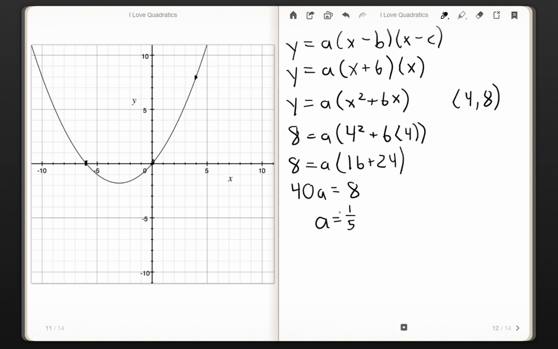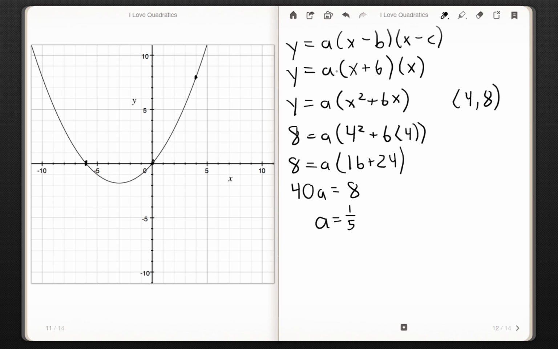So this makes sense. It's a fraction, and we know that fractions mean that since it's a very low number, the increasing is very low. The y increasing is very low, so it's a much wider graph than what we usually see.